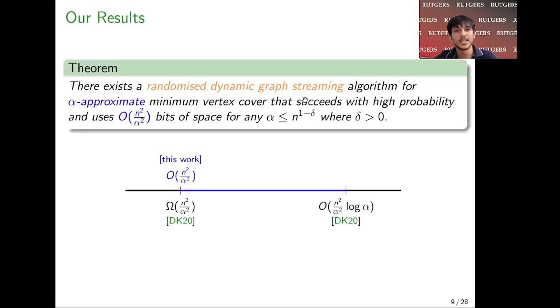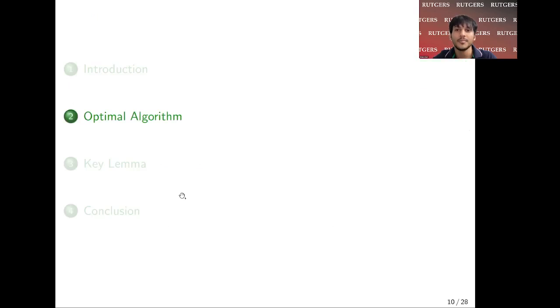So we give a randomized dynamic streaming algorithm that solves alpha approximate minimum vertex cover with high probability and uses n square over alpha square bits of space, right? And alpha can be anything less than n to the 1 minus delta, where delta is some small constant that you can choose. And this work closes the gap up to constant factors, right? So now we know that n square over alpha square is the right answer for this problem. Great. So now let's talk a little bit about our algorithm.